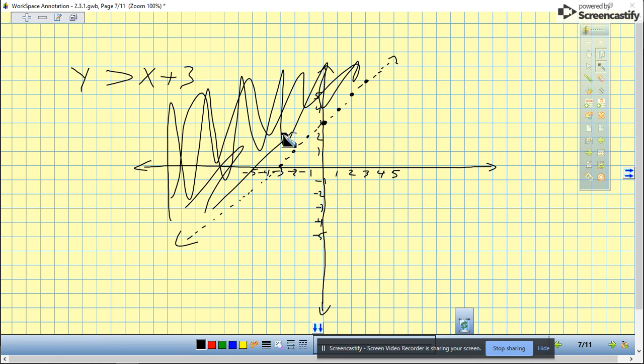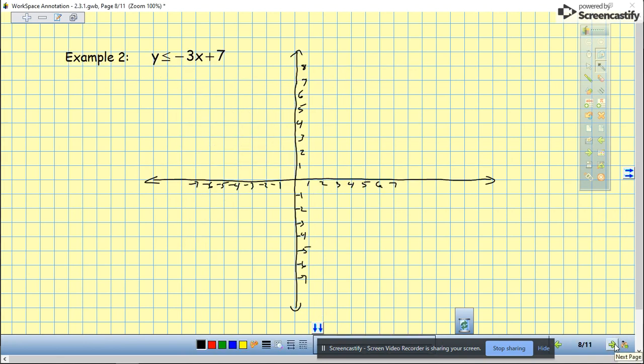All right? Next example is y is less than or equal to negative 3x plus 7. So we're going to start at 7. Down 3, 1, 2, 3, right 1. Down 3. We'll go one more time.